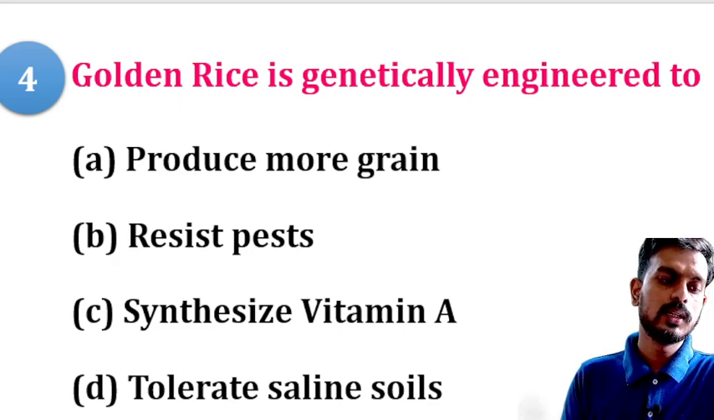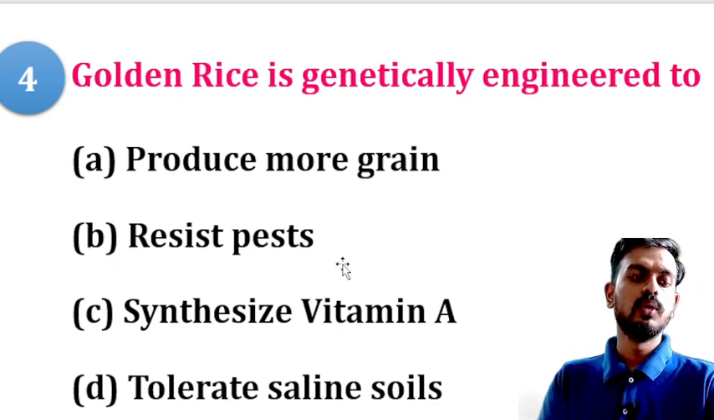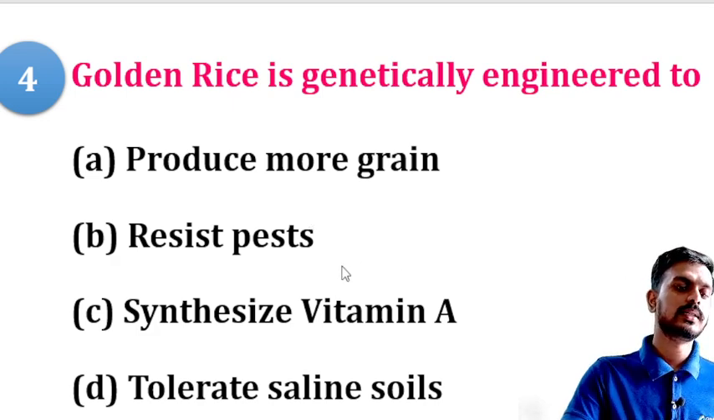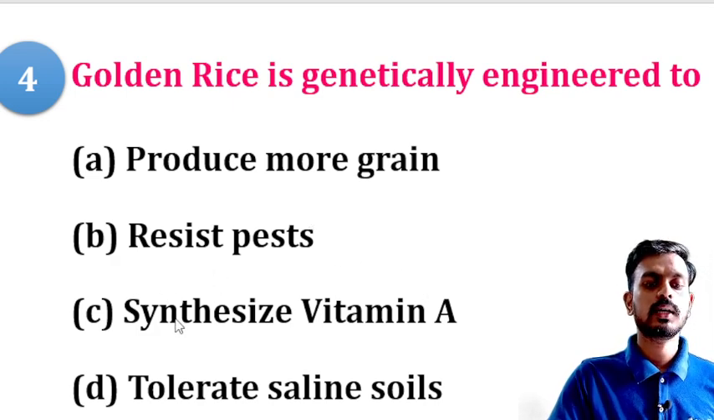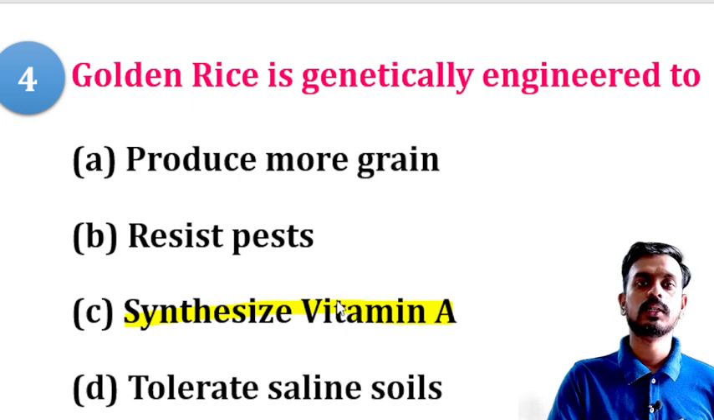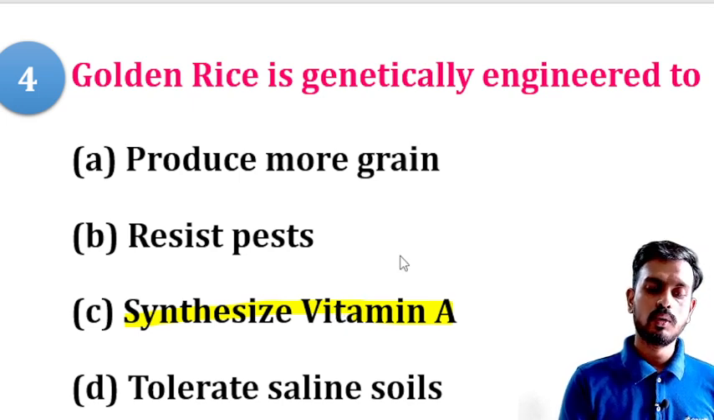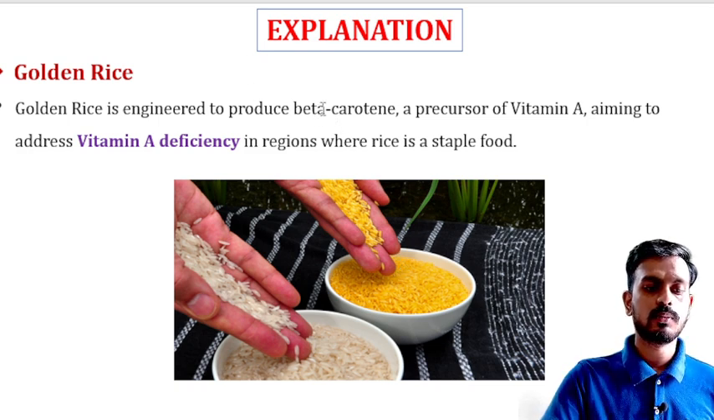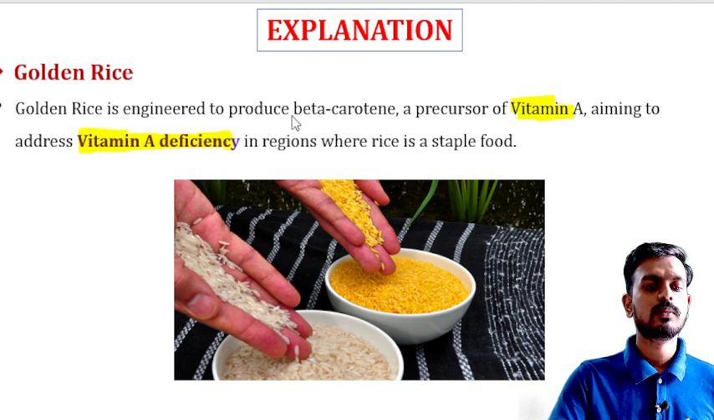Moving to the next, golden rice is generally engineered to produce more grain, resist pests, synthesize vitamin A, or tolerate saline soil. Golden rice is engineered for synthesizing vitamin A. Due to polished rice, a deficiency of vitamin A takes place. To increase the content of vitamin A, golden rice is genetically engineered to produce beta carotene, a precursor for vitamin A, which aims to manage and treat vitamin A deficiency.